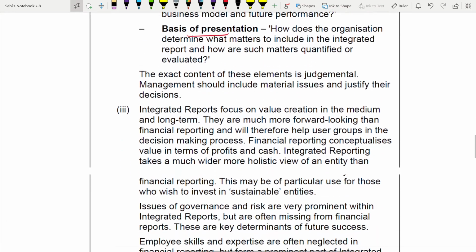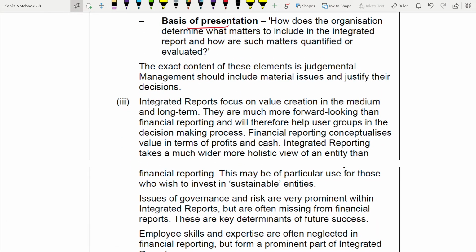I don't think I have to explain each and everything, but the exact content is very judgmental. It's from judgment to judgment, right? But most of the time what you have to include in your integrated reporting are material issues. Okay, and you have to justify why they are material.